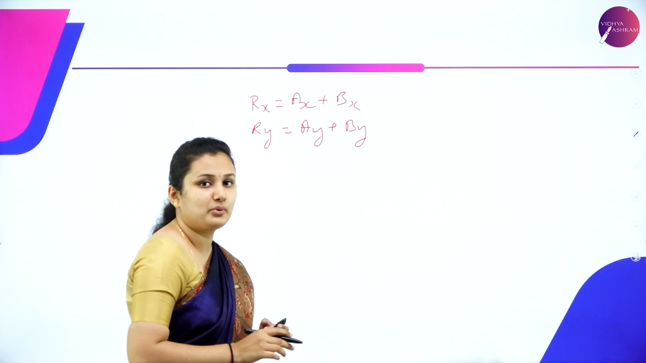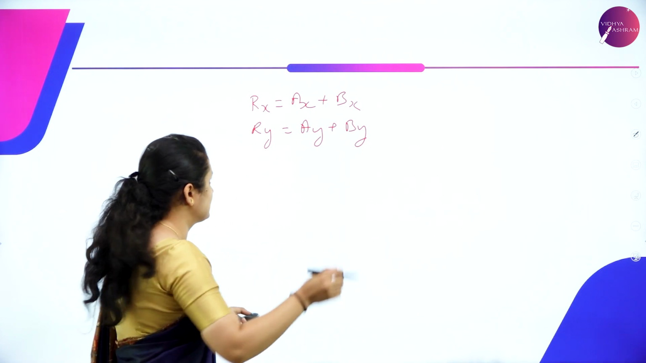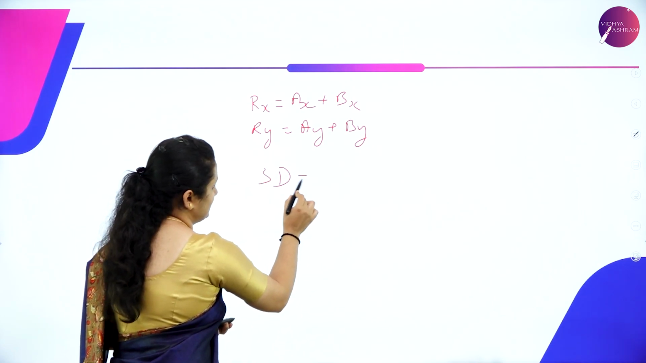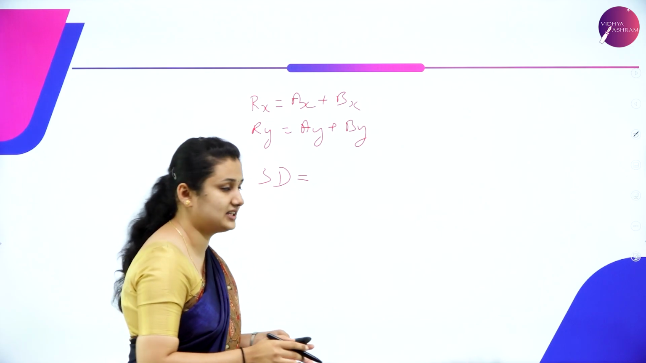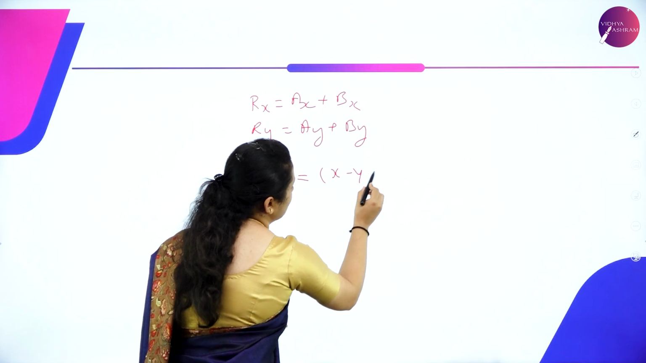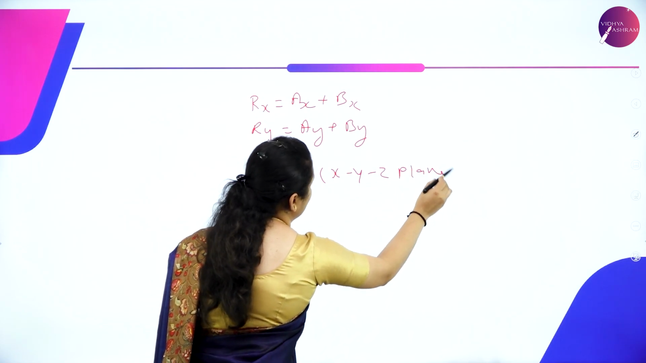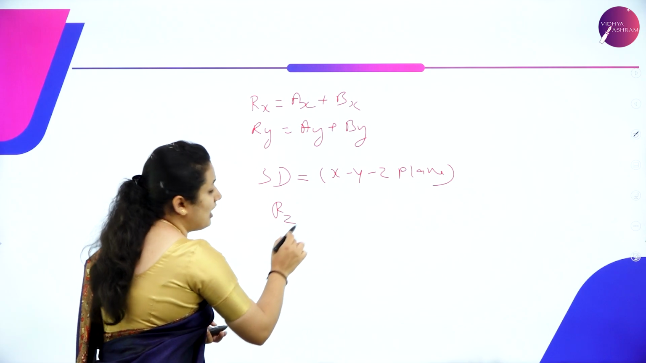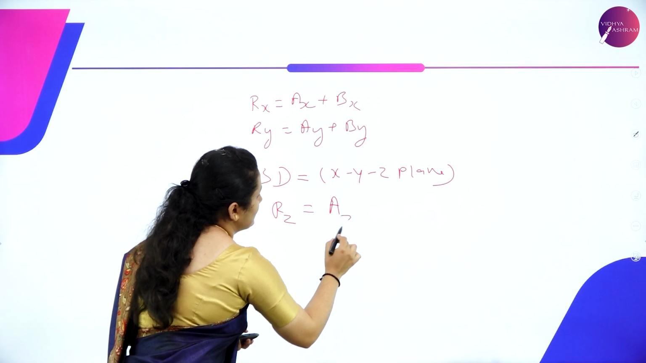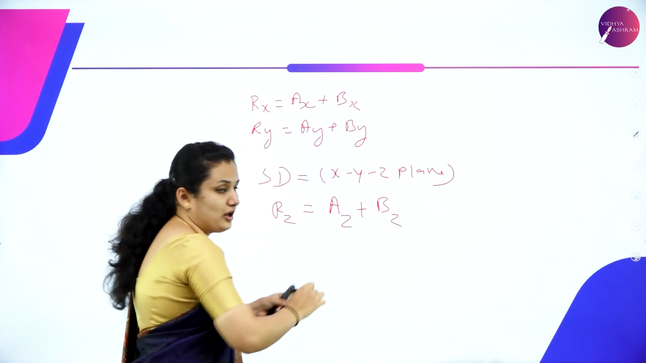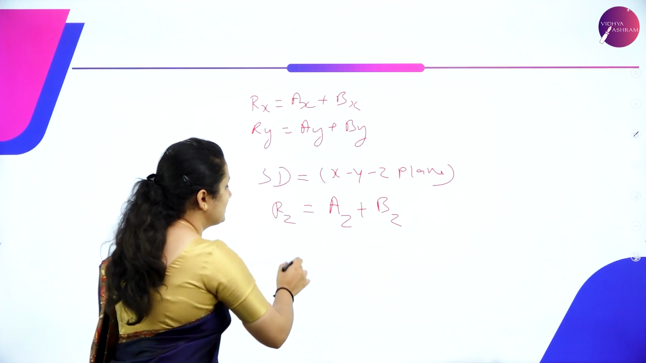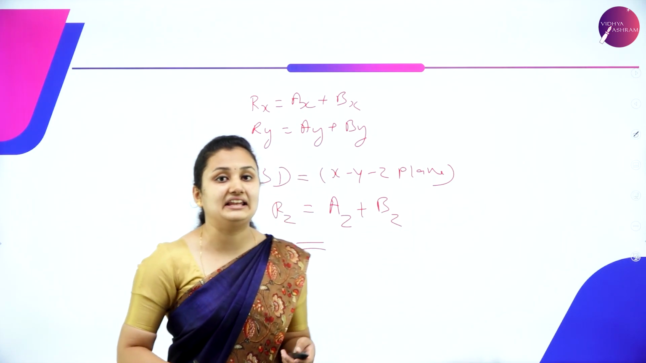On separating the components to x and y axis. If it is 3D, then you'll also have a z axis, so you'll have the xyz plane. If it is 3D, then you'll have the equation Rz also. Rz is equal to Az plus Bz, A along z axis and B along z axis, and the unit vector would be k. So this is the vector addition in the analytic method.